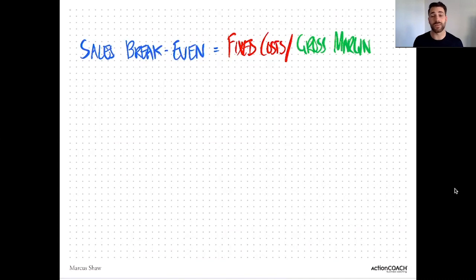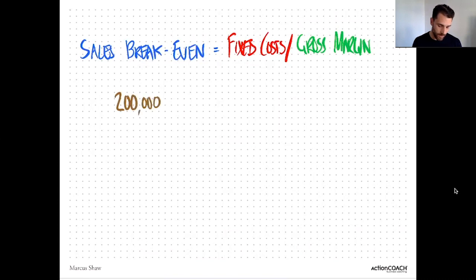We can even use this to work out how much a salesperson would need to sell in order to bring them on, how much we need to sell in order to pay for an office, etc., etc. So a really helpful formula. So let's throw some numbers in here so you can see how it works.